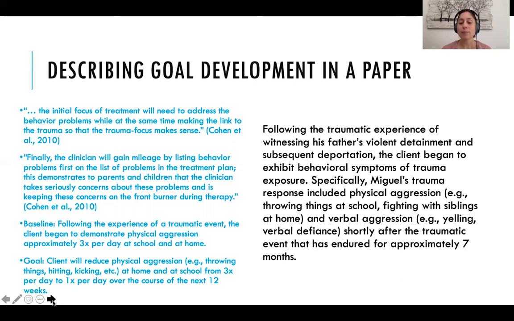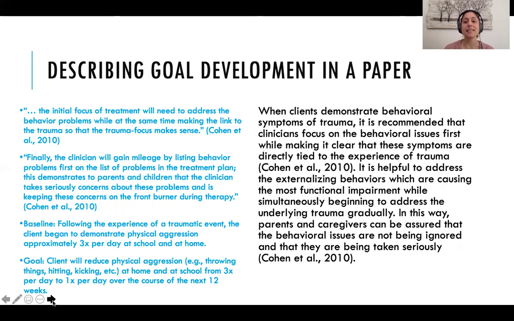Specifically, Miguel's trauma response included physical aggression, for example, throwing things at school, fighting with siblings at home, and verbal aggression, for example, yelling, verbal defiance, shortly after the traumatic event that have endured for approximately 7 months. Next, I'm going to continue the paragraph and add in the empirical support for my claim that the behaviors are trauma related.